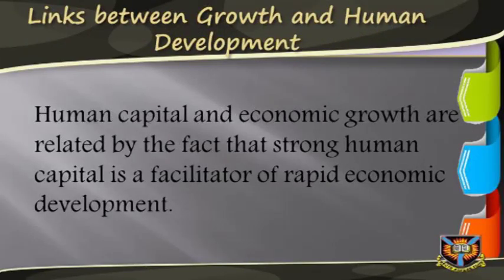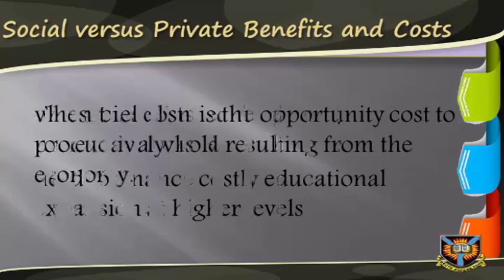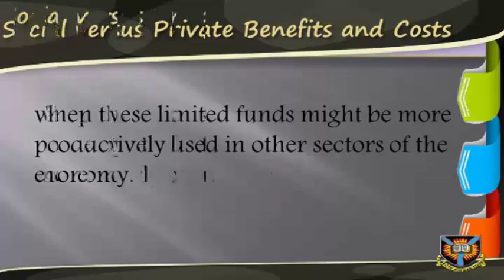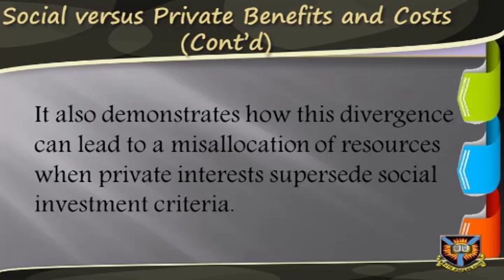Links between growth and human capital. Social versus private benefit and cost. Typically, in developing countries, the social cost of education increases rapidly as students climb the educational ladder. The social cost is the opportunity cost to society as a whole, resulting from the need to finance costly educational expansion at higher levels when these limited funds might be more productively used in other sectors of the economy. The private costs of education that are borne by students themselves increase more slowly or may even decline. It also demonstrates how this divergence can lead to a misallocation of resources when private interest supersedes social investment criteria.